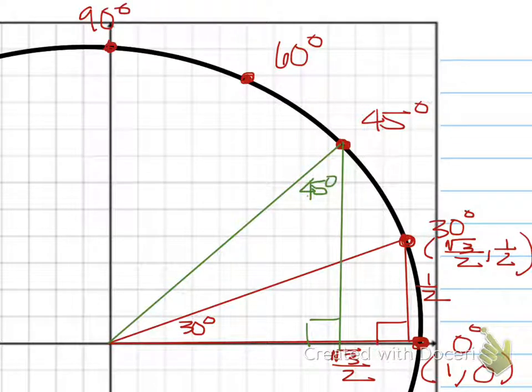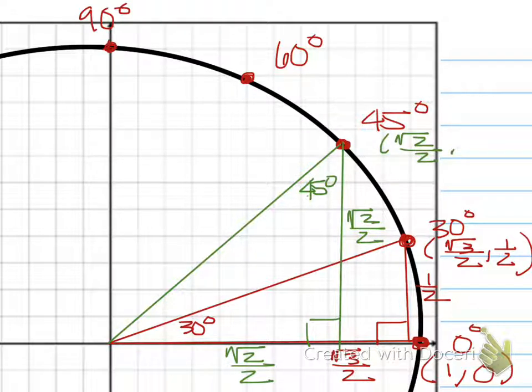For the 45 degree angle, if we draw a line straight down, we get a 45, 45, 90 degree triangle. And we determined on the previous slide that both legs of a 45, 45, 90 degree triangle are root 2 over 2 if the hypotenuse is 1. So the x and y coordinates for that point are both root 2 over 2.